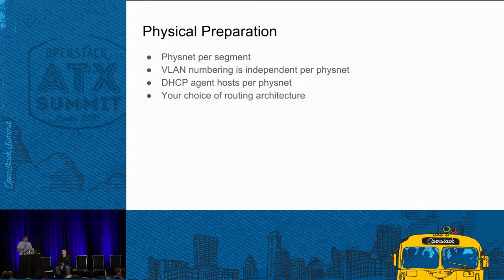So as an admin or an operator, the way that you'll roll out routed networks is first you'll want to prepare your physical environment. We've gone with one FISnet per segment. Let's say you're going for one segment per rack. You create your VLANs within each rack. And guess what? Since the FISnets are unique per segment, you can actually reuse VLAN numbering between your FISnets, which is kind of cool. You also need to plan for a DHCP agent for each FISnet. And then your choice of routing architecture. It's up to you.